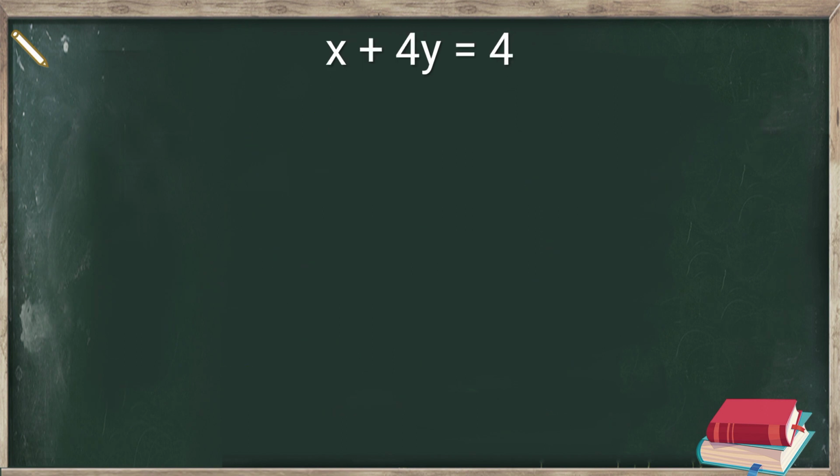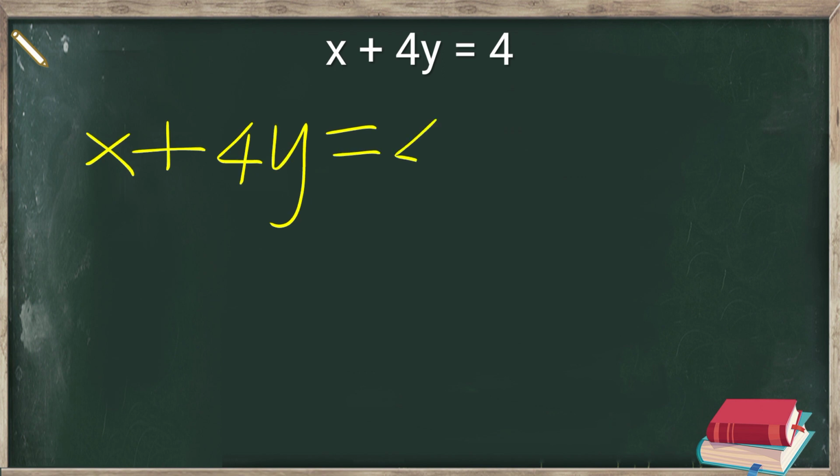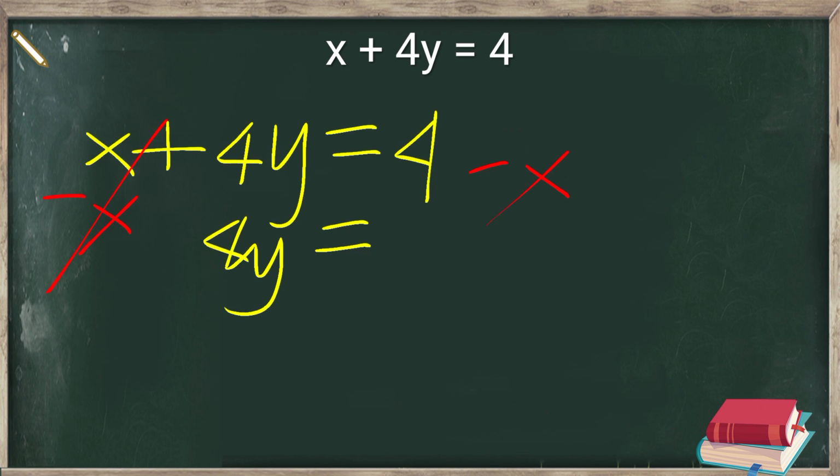Next example, x plus 4y equals 4. So, again, kopya muna nating equation. So, sa left side, iiwan natin si 4y. And then, magma-minus tayo on both sides ng x. So, ito cancel na to. So, magkakaroon ka ng negative x plus 4.